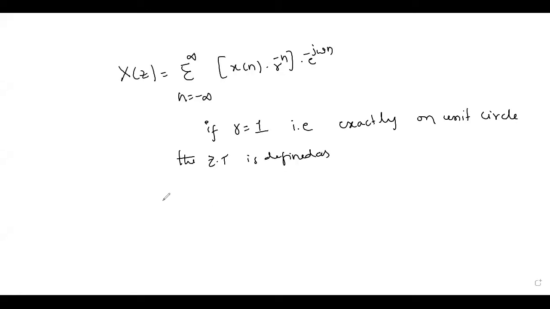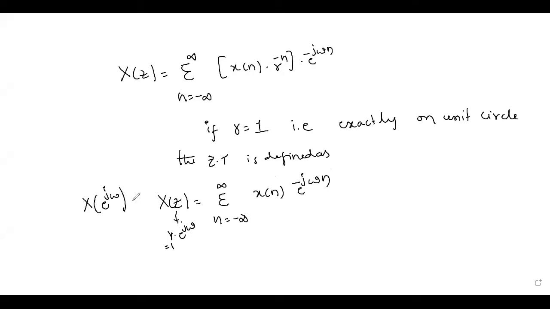Z transform is defined as, what is X of z? n equal to minus infinity to infinity, x of n, r equal to 1, 1 power minus n, 1 power anything is 1 only, e power minus j omega n. And what is z? We have actually r into e power j omega. What about r? I have taken 1. So this is nothing but capital X of e power j omega. In general, this is written as the discrete time Fourier transform of x of n.